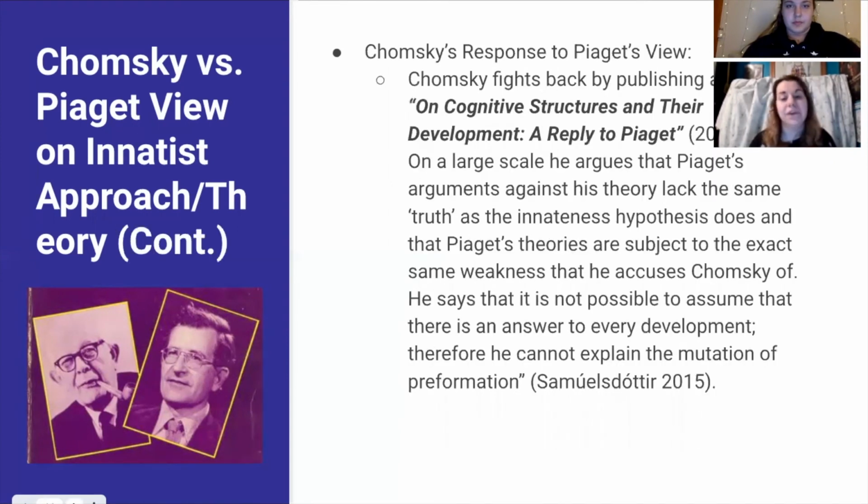Chomsky actually fights back on this with his own views about what Piaget says in his own article. He argues that, on a large scale, Piaget's arguments against his theory lack the same truth as the innatist hypothesis does, and that Piaget's theories are subject to the exact same weakness that he accuses Chomsky of. He says that it is not possible to assume that there is an answer to every development. Therefore, Piaget cannot explain the mutation of formation.